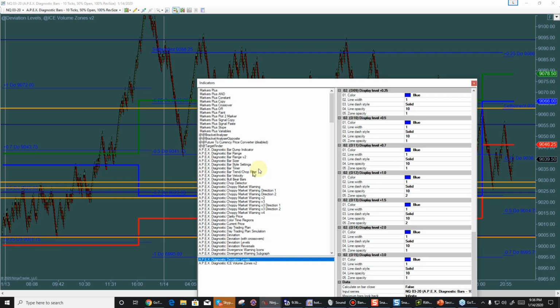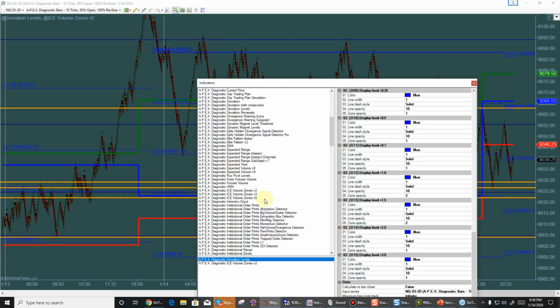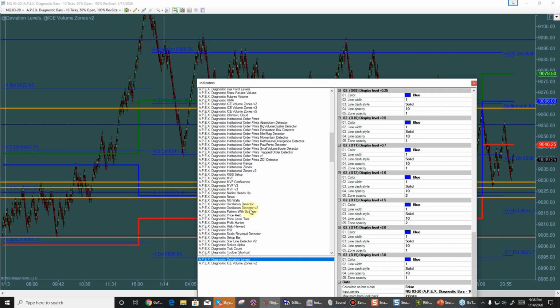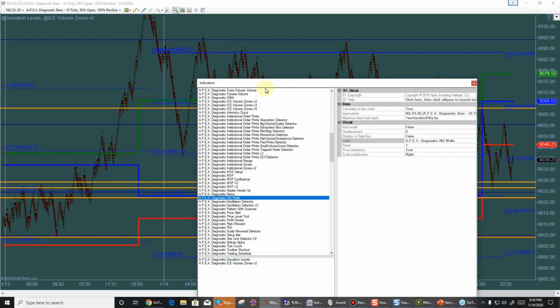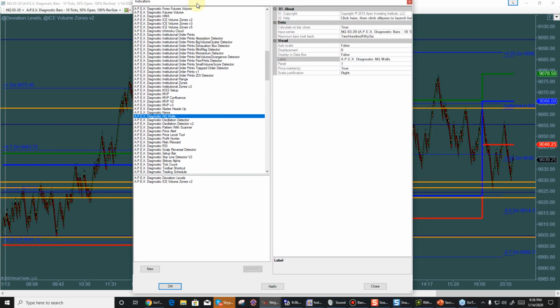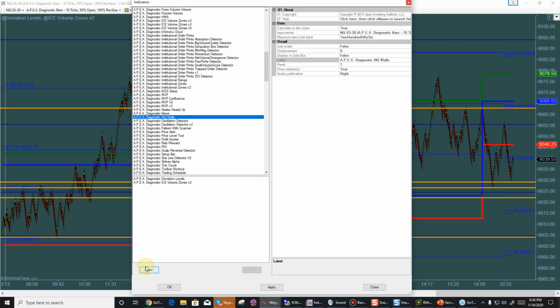So go to indicators. I'm going to scroll down and go to NQ walls. Lori actually puts these in and maintains them in the back office, and then they feed to your chart from our server.